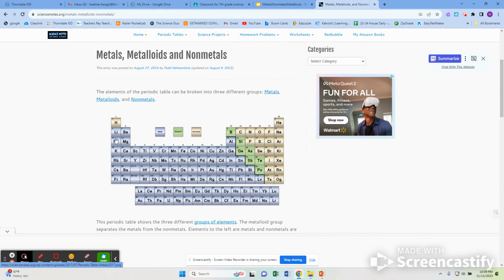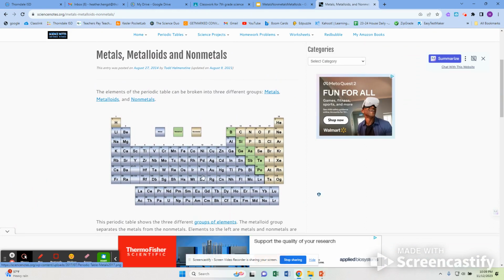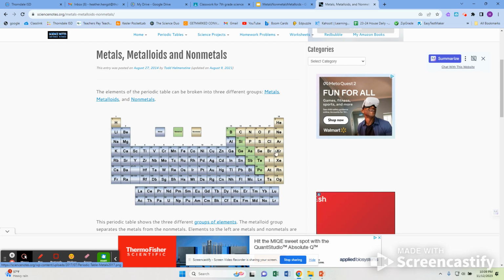All of the ones right here in this silvery bluish color are metals. The ones in green are our nonmetals. And these goldish ones are the nonmetals. I said that wrong. These are metalloids. My bad. The green is the metalloids. And this color over here is the nonmetals.